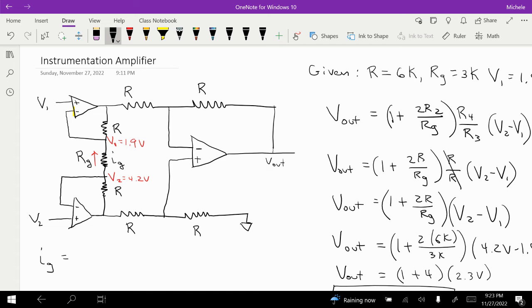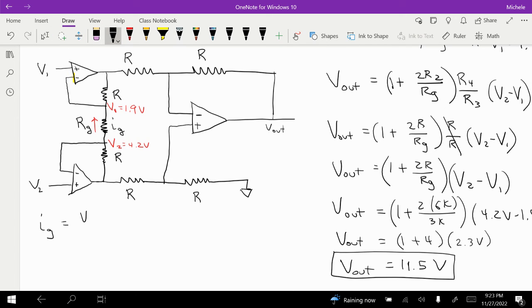So IG is equal to V2 minus V1 over RG. And that's equal to 4.2 minus 1.9 volts over RG, which is 2K, I think, 3K. And so that current then is 0.77 milliamps. Okay, great. So that's my current.